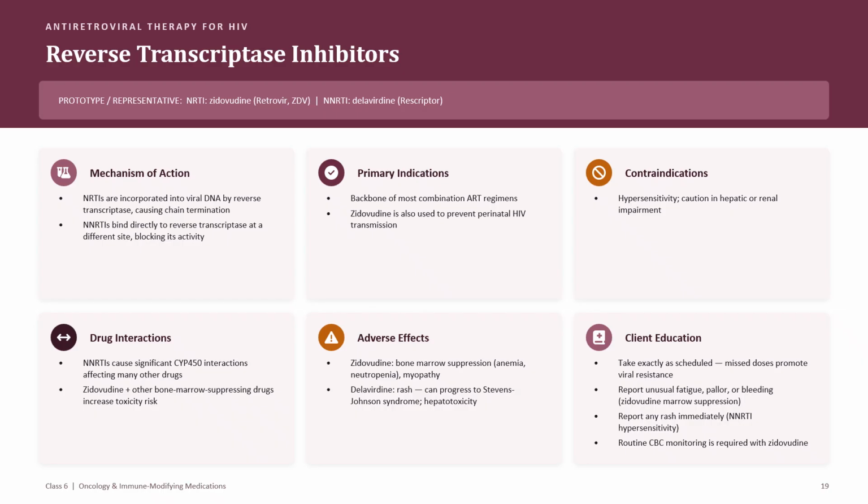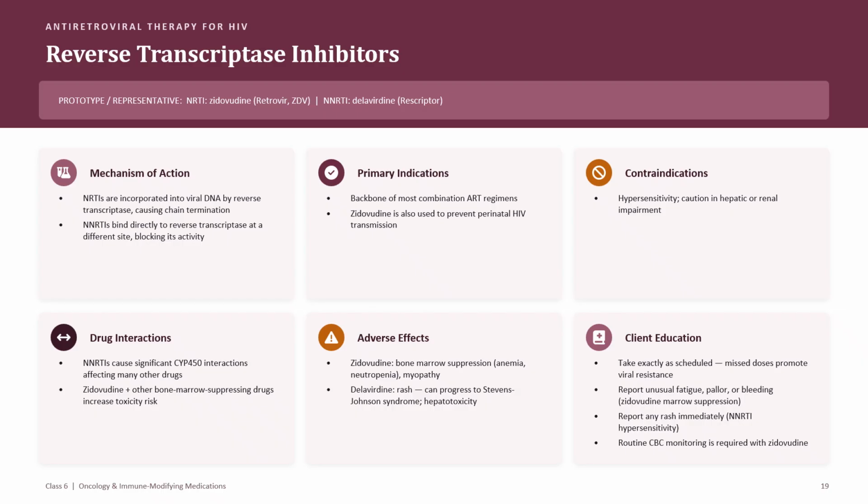So zidovudine has a different important thing to know about it. It was the first medication ever proven to reduce the mother to child transmission of HIV. It was part of why this medication became the backbone of basically the art of the medication in the first place.